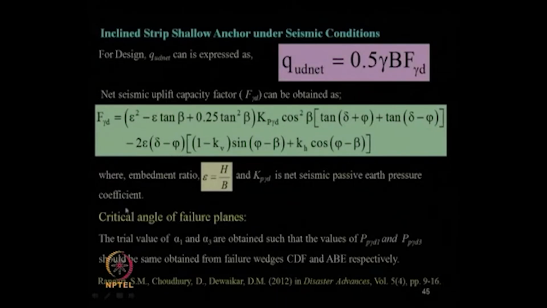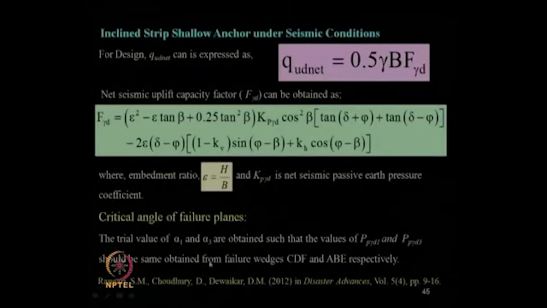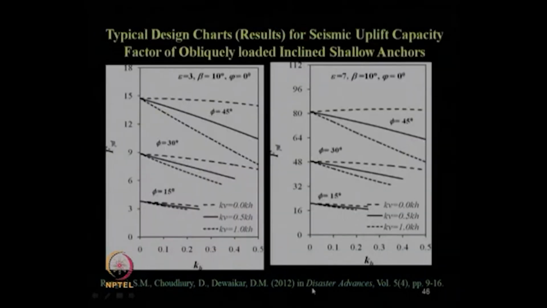Okay. So, the critical angle of failure means the angle of failure at which these alpha 1 and alpha 3 will give you the minimum value of this PUD; that is nothing but your critical angle. That needs to be determined using an optimization technique, that is, you have to use an optimization method to find out the minimum value over these failure planes, so that you get the minimum PUD value. Again here also the design charts have been proposed for practical use by designers.